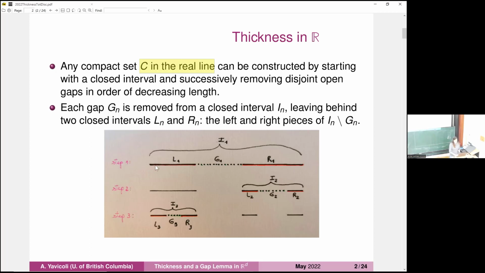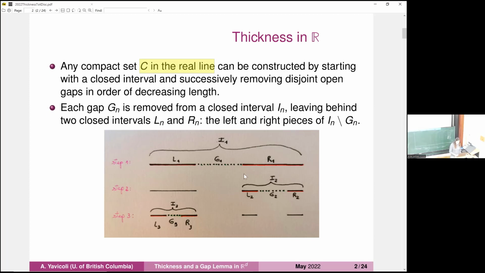Yes, great. So the convex hull is the first interval, and then we can consider the sequence of gaps that are the path-connected components of the complement. They are open, and there are finite or countably many of them. And we can take that sequence in a way that the diameters are decreasing, right? And then, every time we erase a gap, we define L and R, the left and right pieces that are next to the gap.